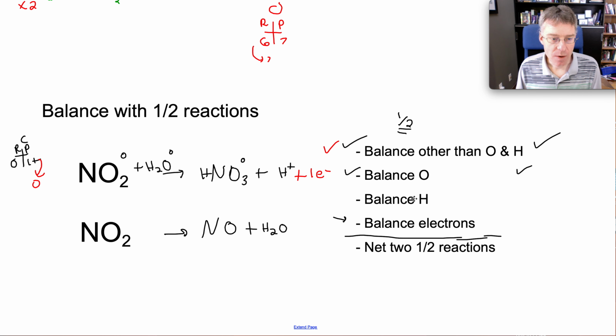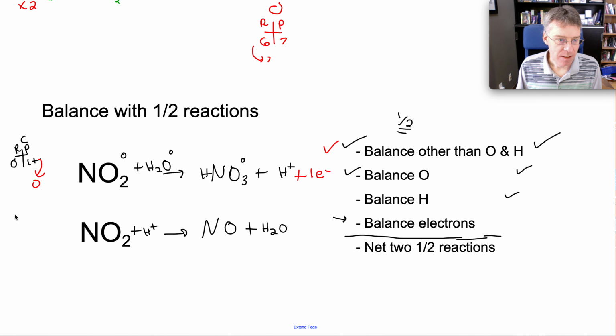I guess, where does it go? Hydrogen, we've got no hydrogen at the beginning. We've got 2 hydrogen in our water, so we need to add 2 H+. We're going to be using up some acid that must be there.